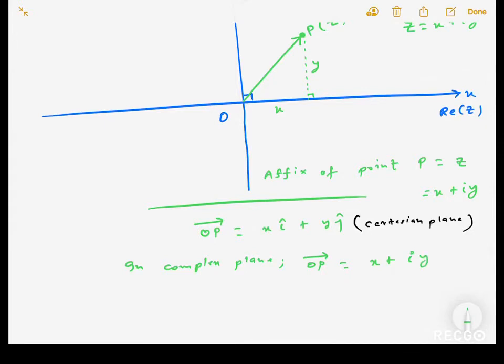Instead of writing x i cap plus y j cap, like x component and y component, we can say this is the real component and the imaginary component, right? And the modulus of the OP vector is nothing but the modulus of z, and by formula we know it is under root x square plus y square. You can also derive it in the right angle triangle as shown in the diagram. So the OP vector is nothing but the distance OP, the distance of point P from the origin, and that is equal to mod z. In complex numbers we denote it by mod z, right?